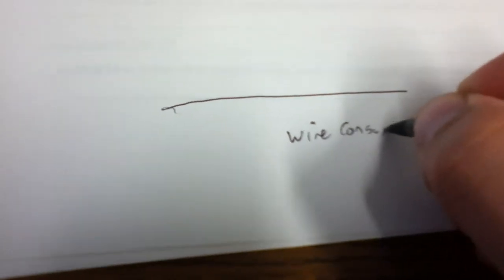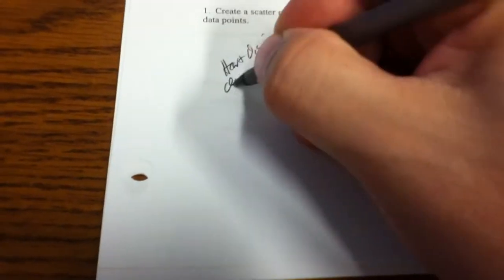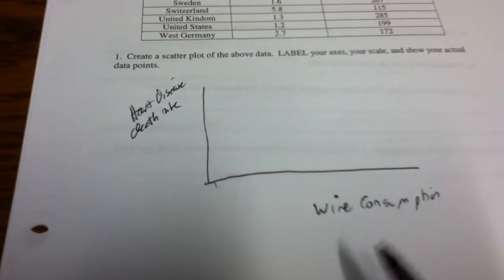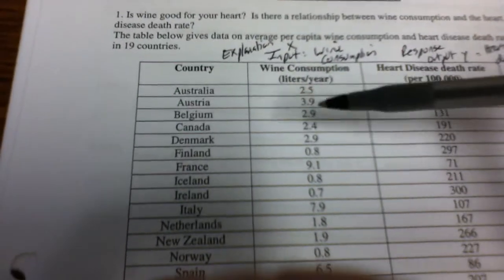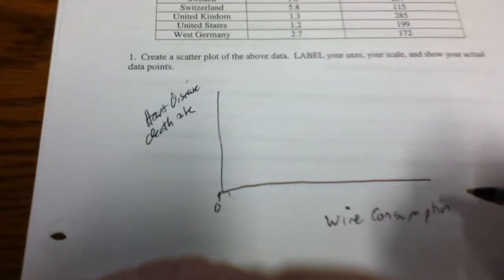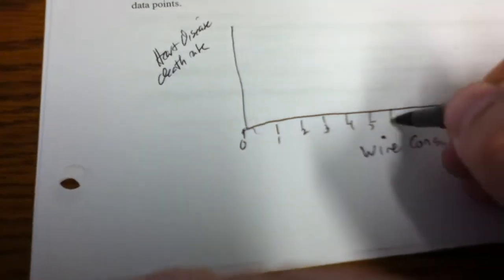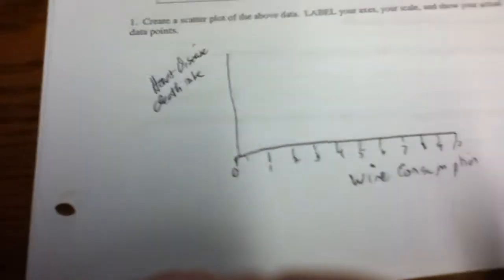On my x-axis, I'm going to have my wine consumption. On my y-axis, I'm going to have my heart disease death rate. And I have to determine what I want to start with and what I want to end with. So I look at my data for wine consumption. If I look at my data, it looks like the lowest number is 0.8 and the highest number is 9.1. So I'm going to start with 0 and go to 10, counting by ones. So I'll do 1, 2, 3, 4, 5, 6, 7, 8, 9, 10.